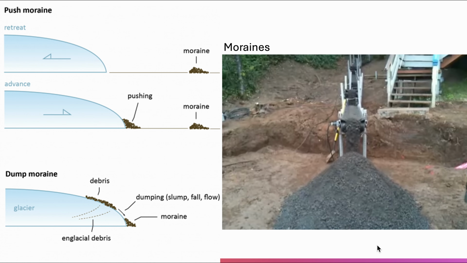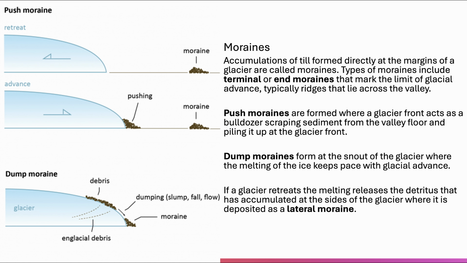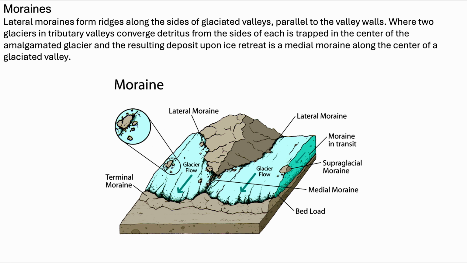More material comes in behind and keeps this dump going. Lateral moraines, on the other hand, form ridges along the sides of a glaciated valley. So there's going to be a lateral moraine here, and a lateral moraine here. As these glaciers come together, they form a medial moraine in between the two ice flows.